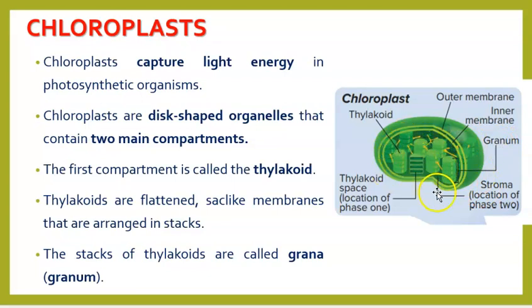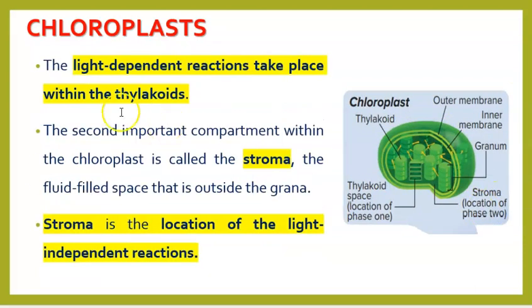Now, there's something else. The fluid that fills the space inside the chloroplast, we call that stroma. So please remember that thylakoids are where your light dependent reaction takes place, and your light independent reaction takes place in the stroma. So phase 1 in the thylakoid, phase 2 in the stroma. This is an important concept. Please make sure you know it.